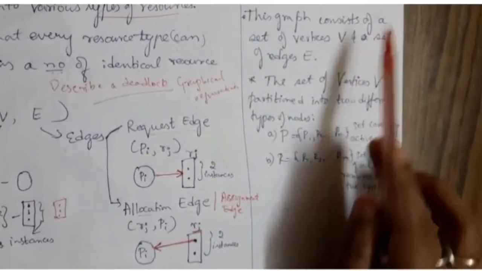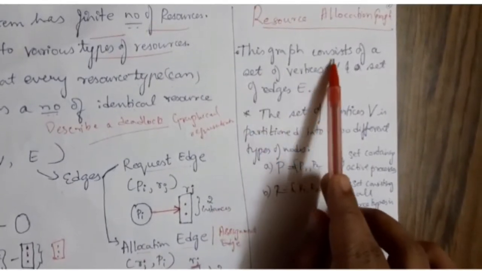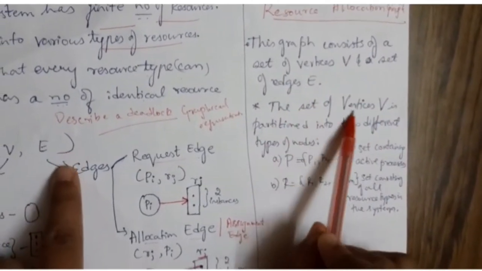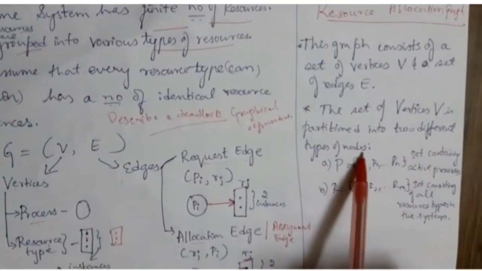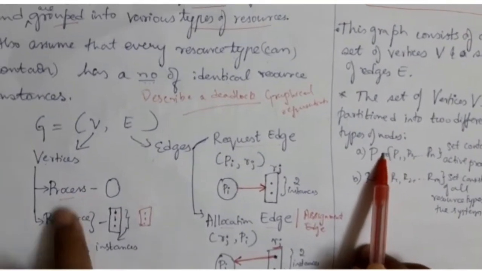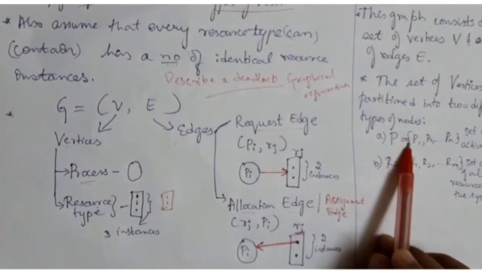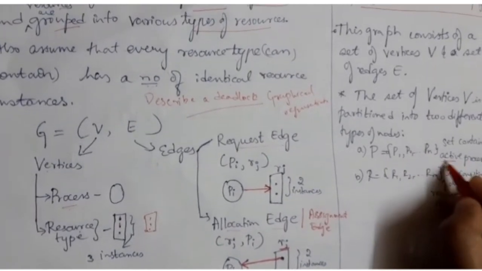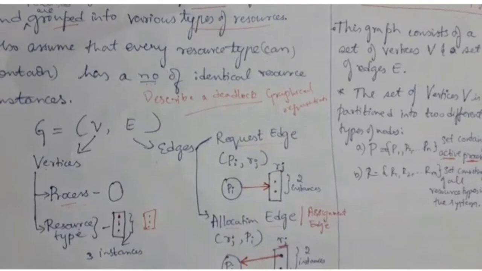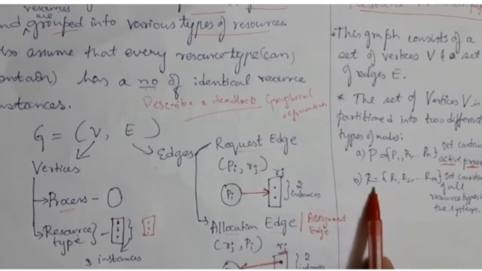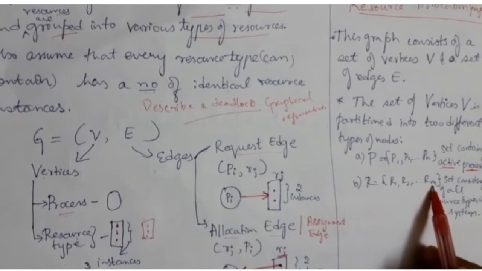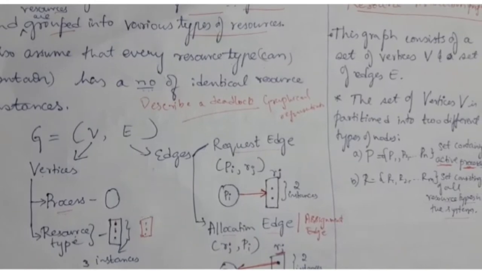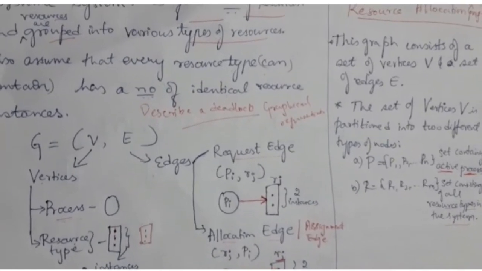A resource allocation graph is nothing but a graph that consists of a set of vertices, that is V, and a set of edges E. The set of vertices V is partitioned into 2 different types of nodes. One is the process set P, which consists of n number of processes P1, P2, up to Pn, which are all active processes. They are active processes, remember. Next, resources R1, R2 up to Rm, which are nothing but the set of resource types present inside the system.